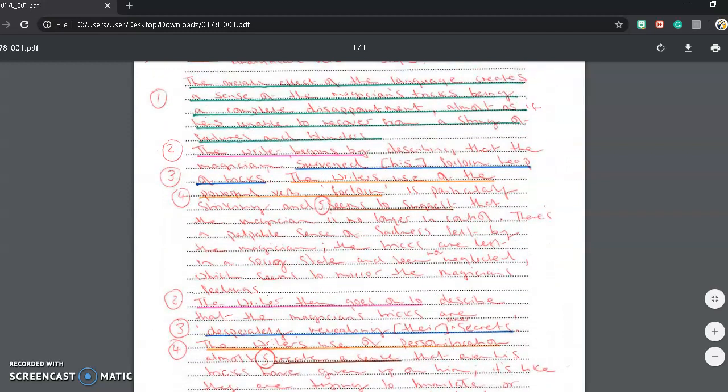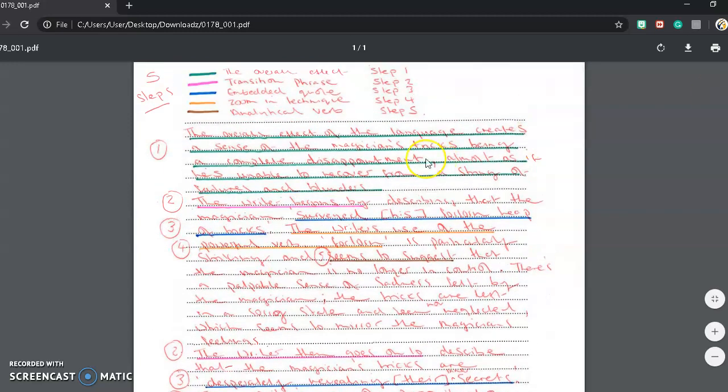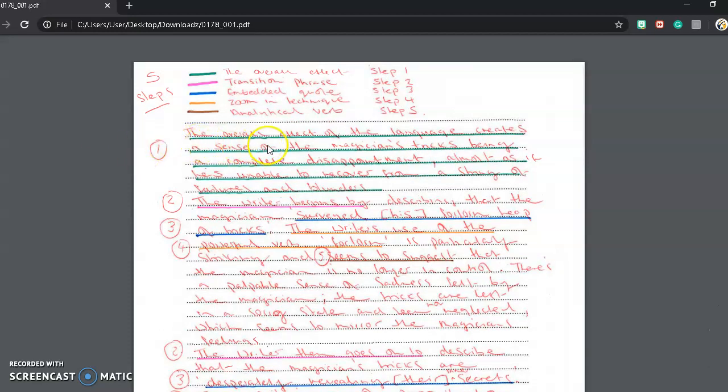This response is looking at paragraph 6 of the Magician first language paper. So starting with step 1. The overall effect of the language creates a sense of the magician's tricks being a complete disappointment, almost as if he's unable to recover from a string of failures and blunders. Perhaps a little bit verbose, a little bit wordy, but it does the job. It shows the examiner that you understand what the writer is trying to achieve.